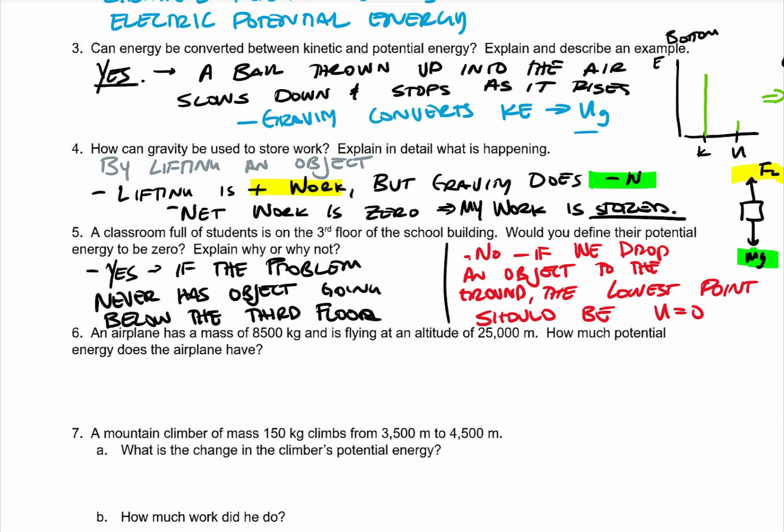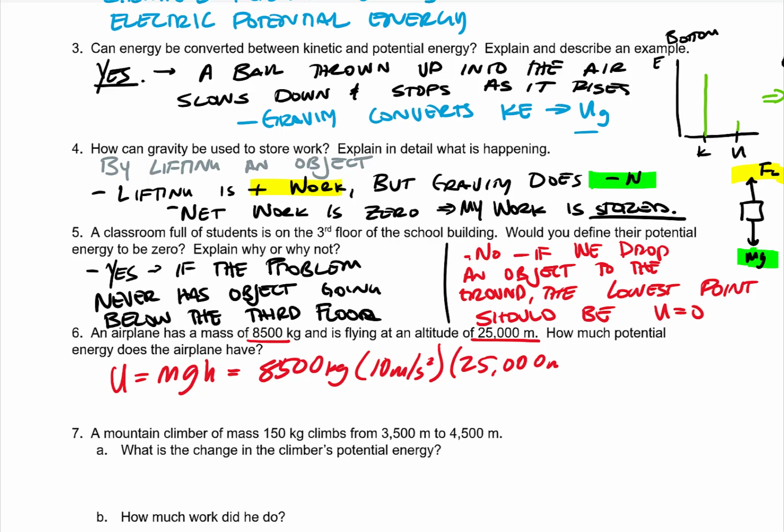So we have an airplane that has this mass and it's flying at this altitude. So the potential energy is mgh. So we're going to take 8,500 kilograms, multiply it by g, which is 10 meters per second squared, and multiply it by the height of 25,000 meters. As you can imagine, that's going to be a very, very large potential energy. When we do this, we end up with 2,125 million joules. The way to write that would be 2.125 times 10 to the 9th joules. That'd be our energy. That's a lot of energy.